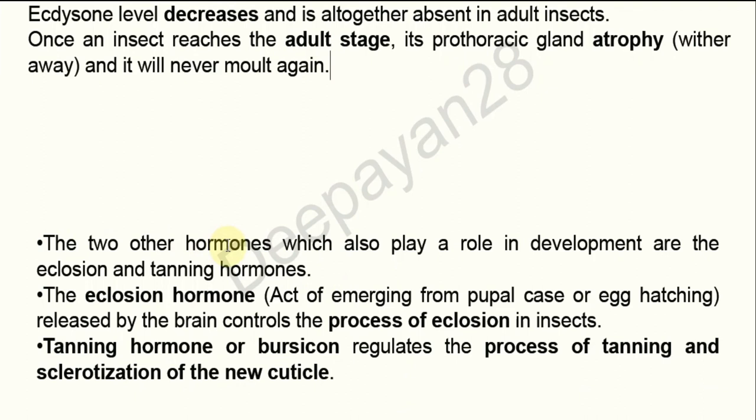Now you see, two more hormones are there: eclosion hormone and bursicon hormone. What is the function of eclosion hormone? Again somewhat molting process only, but emerging from the pupal case or egg hatching. That means rupturing that case and coming out, known as eclosion. Emerging out. Released by the brain, it controls the process of eclosion. Brain means again from the corpora cardiaca, not directly from the brain. Then tanning hormone or bursicon. This is the process of tanning and sclerotization of the cuticle. Tanning process, sclerotization, we have discussed.